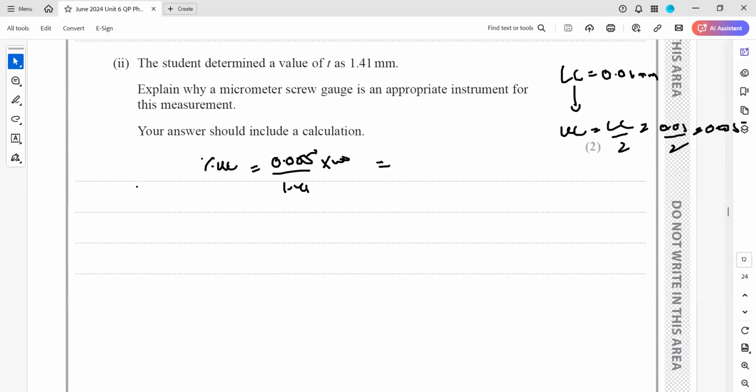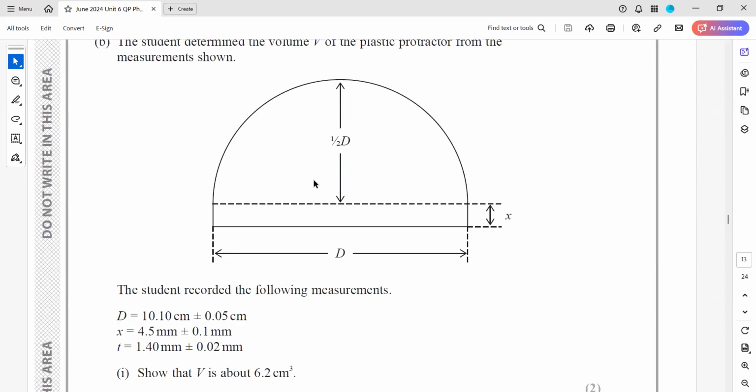So we'll say for the micrometer, the resolution or the least count is 0.01, and the uncertainty in the measurement will be half. Uncertainty will be half of the resolution. So the percentage uncertainty with the micrometer will be very low. Is this one clear? So uncertainty in the instrument is half of the resolution.